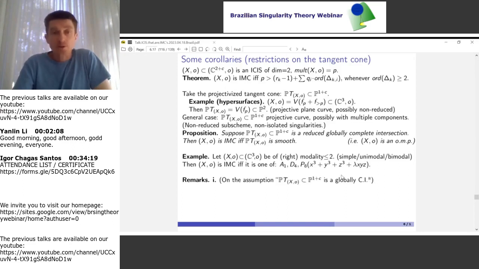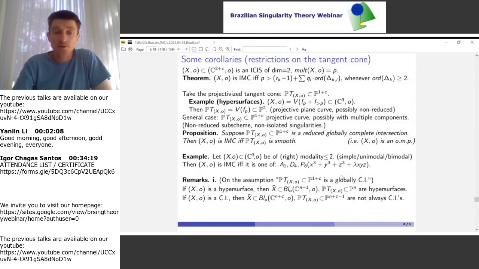So once again, this proposition, the restriction on the tangent cone. Here, I assume that the projectivized tangent cone must be reduced, but I also add the assumption that it is a global complete intersection. And this is a non-empty, non-trivial assumption. So if X is a hypersurface, then its strict transform under blow-up is again a hypersurface, and this projectivized tangent cone is again a hypersurface in an almost trivial manner. But if X is a complete intersection, then its strict transform is not necessarily a complete intersection, and this projectivized tangent cone is not necessarily a complete intersection. There are very simple examples where it is violated. So we need this assumption. Hopefully, we will be able to get rid of this assumption, but currently we need it. And maybe it is crucial, I don't know yet.